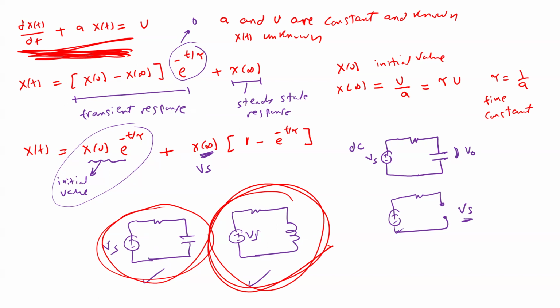What this chapter is about: if you have an RC circuit, we call it RC because we have R and C here. This one is called an RL circuit. How can we study the response, or how can we analyze this circuit?